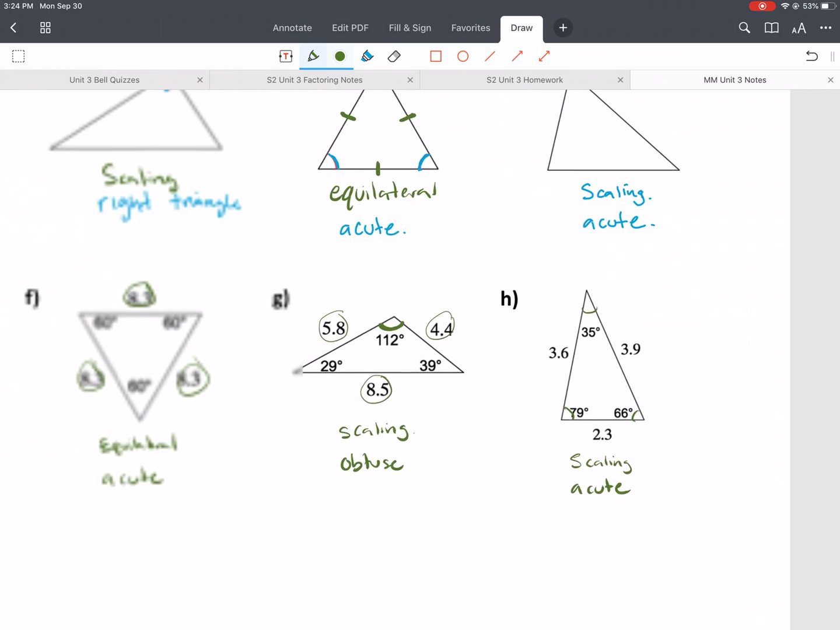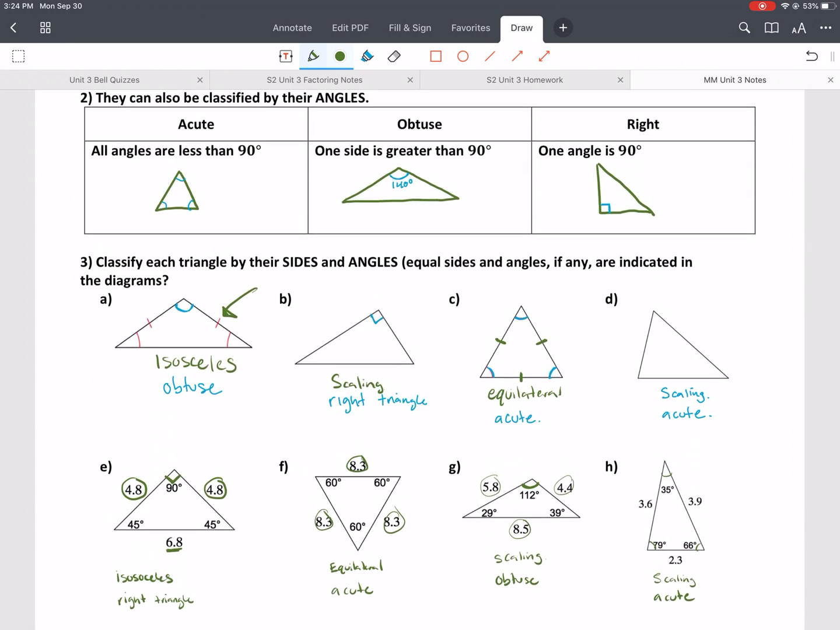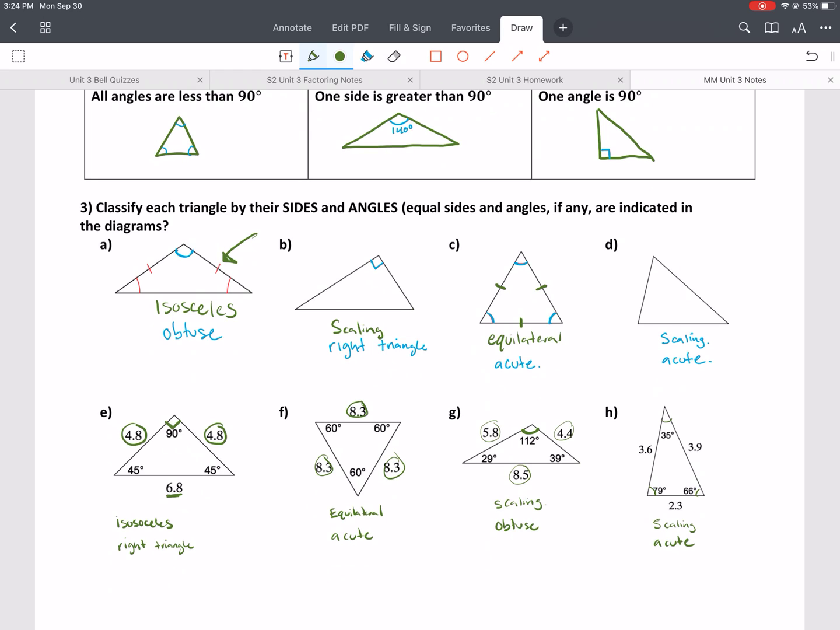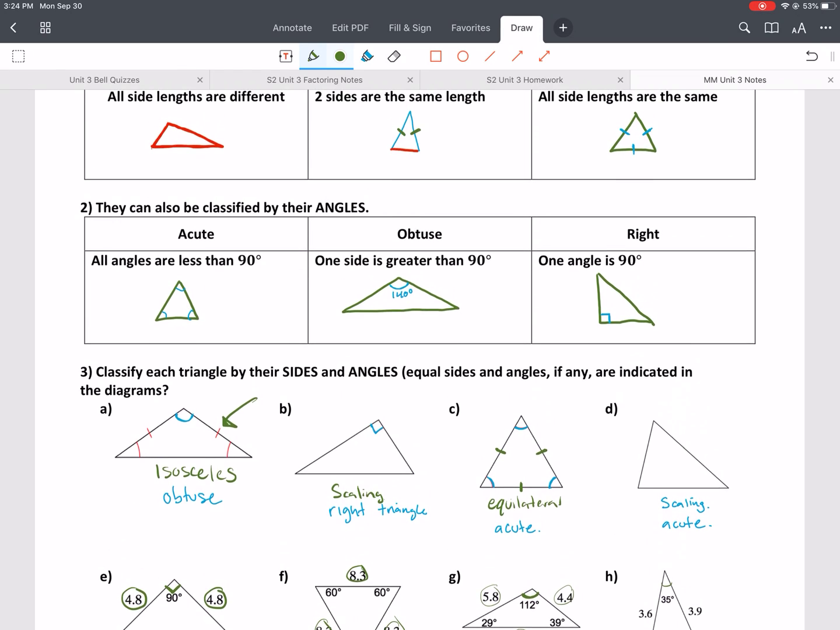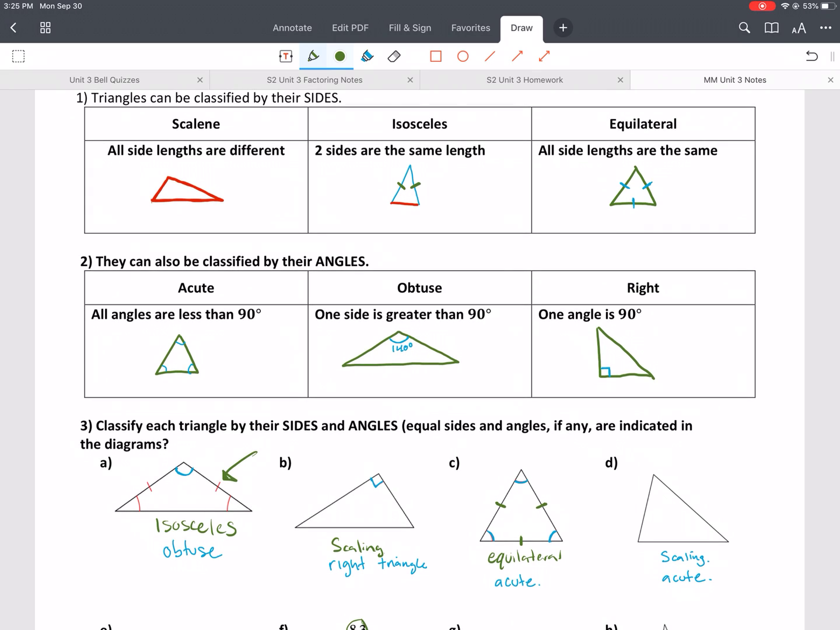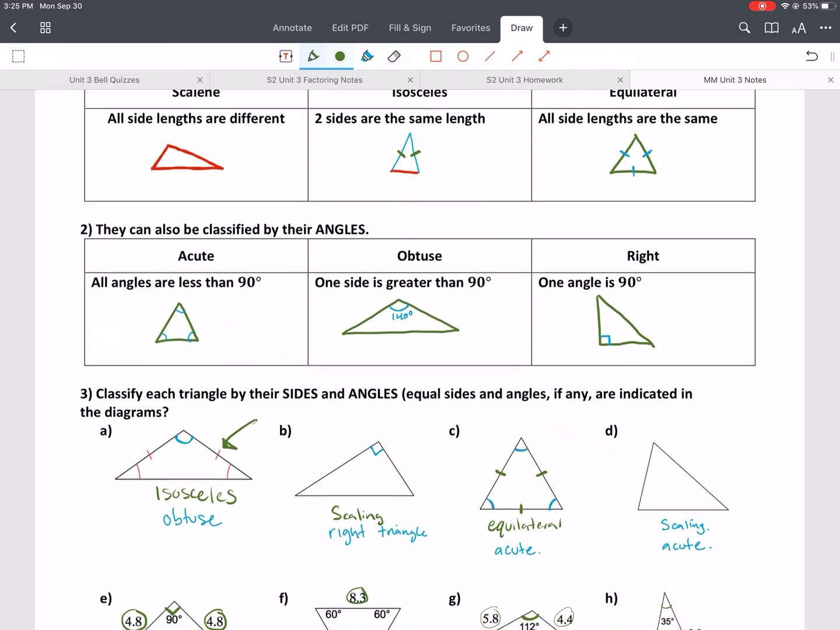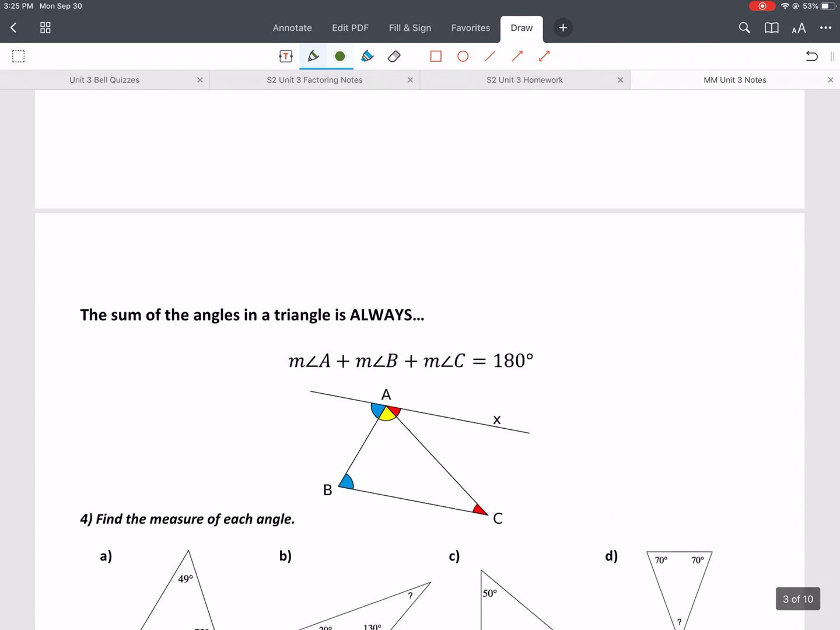All right, so that is classifying triangles. Hopefully that made sense. Some of these things you just have to memorize, what scalene, isosceles and equilateral mean, what they stand for, and same with acute, obtuse, and right. If you have any questions, let me know.